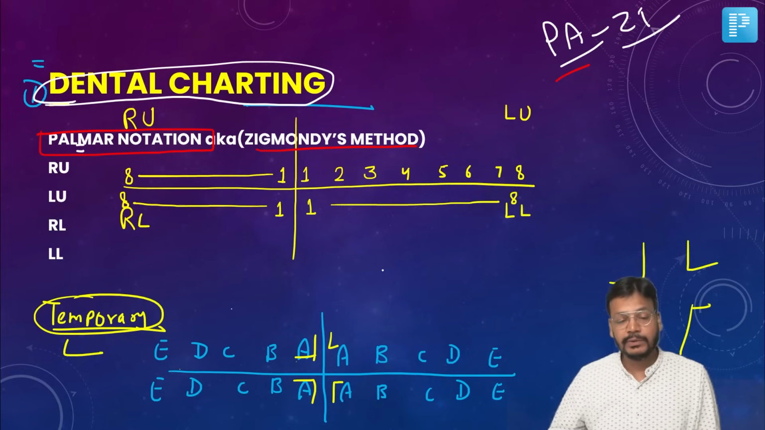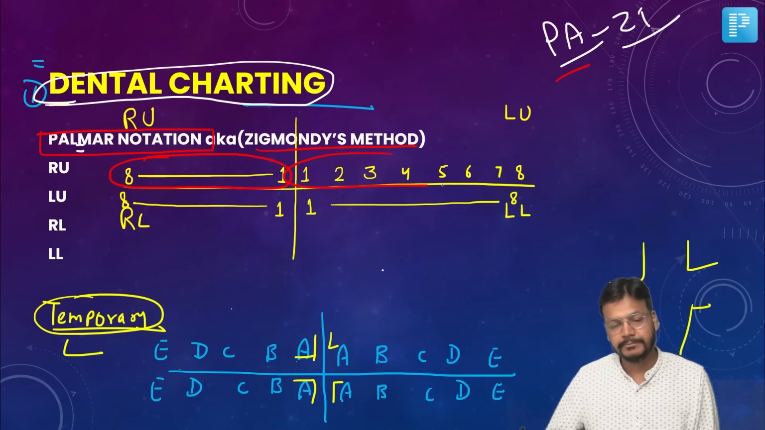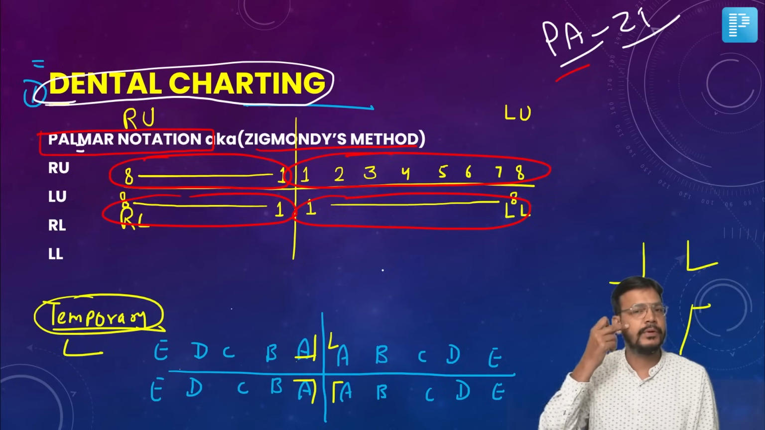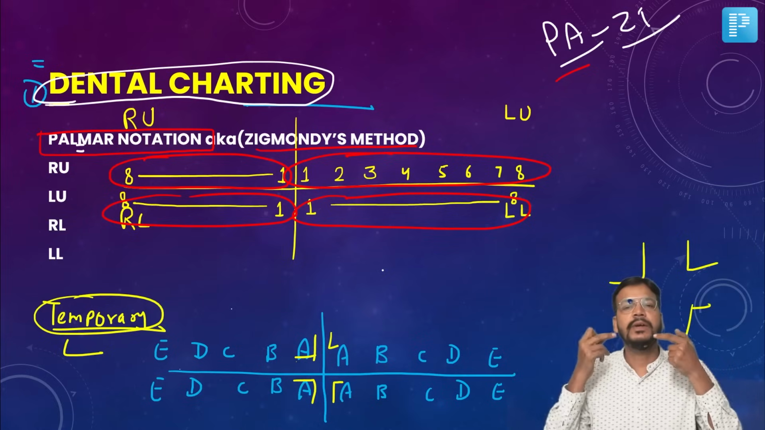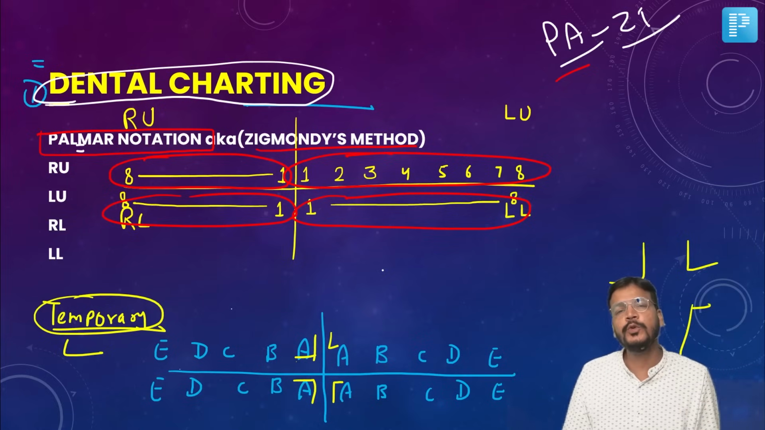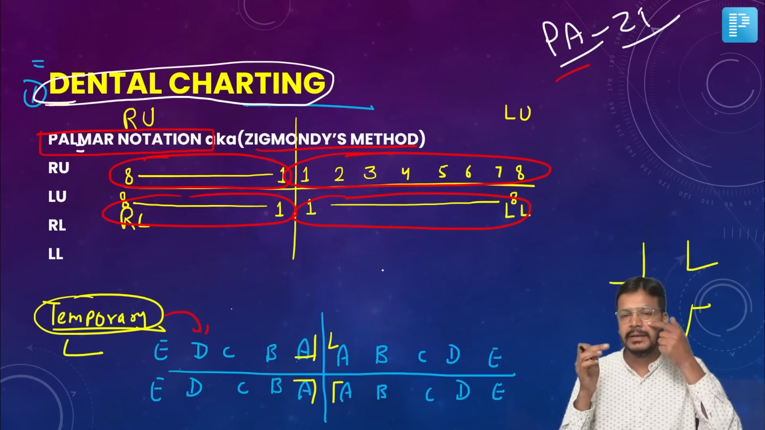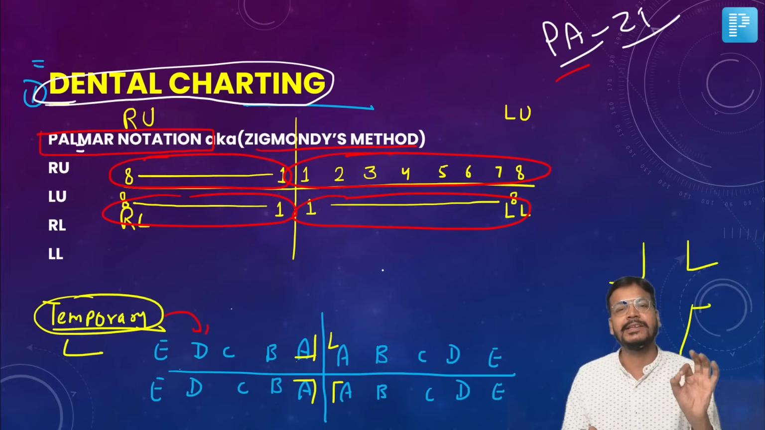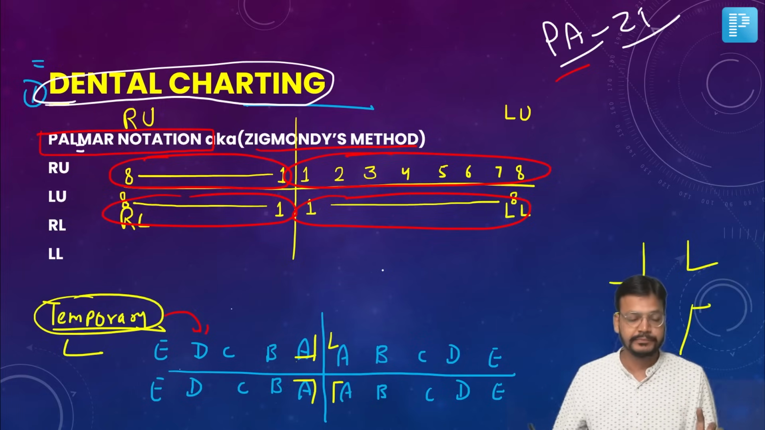So, if we write down the teeth 1 to 8, 1 to 8, 1 to 8 and 1 to 8, very simple. This is for permanent teeth because we have 32 permanent teeth. This is Palmer notation or Zsigmondy method. For temporary teeth, we don't write down 1 to 8, we write down A, B, C, D, E in each quadrant. This is Palmer notation. But you just remember 1 to 8, 1 to 8, 1 to 8. Paji, Palmer notation, Zsigmondy method.